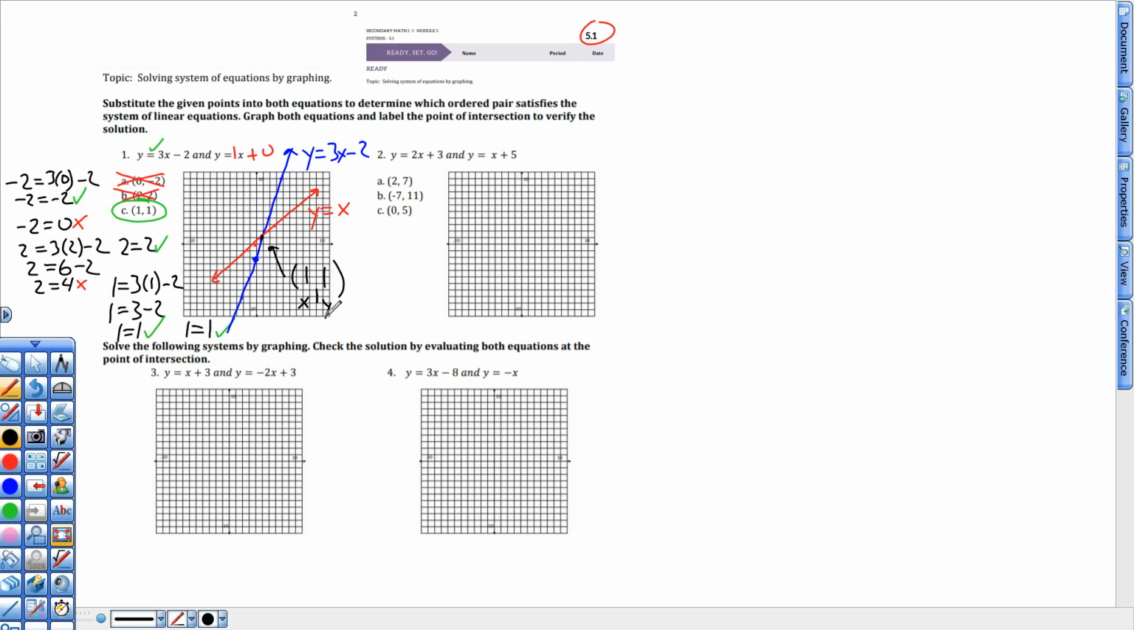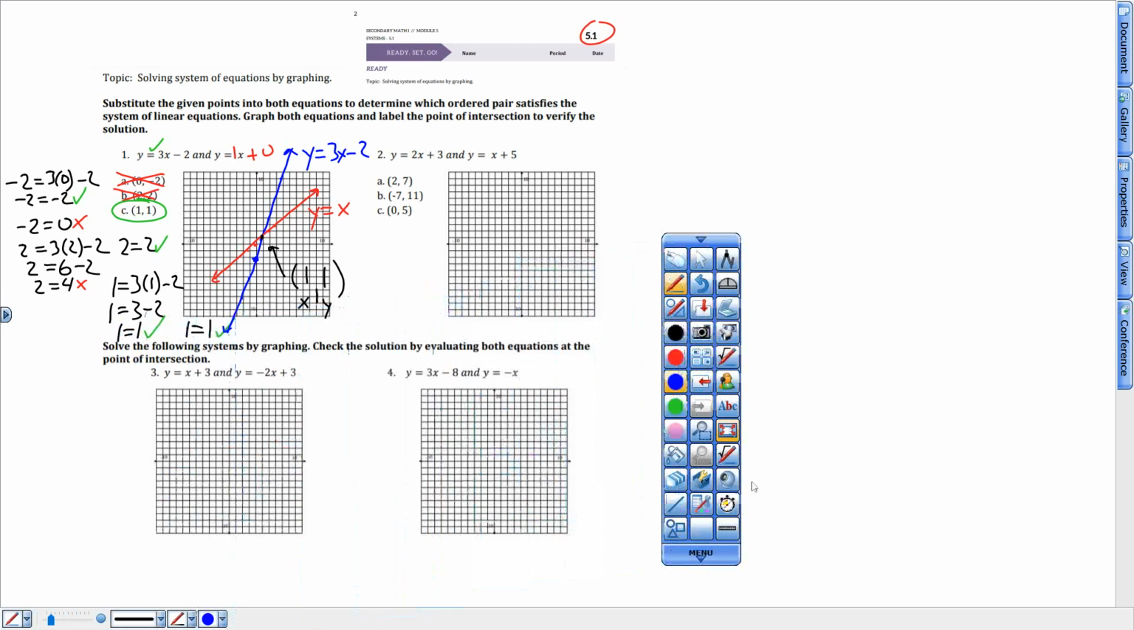So you can see in that problem, I plugged in those coordinates and only one satisfied both. The other two satisfied half, but not the other. And when I graphed them, those two lines clearly intersected at that one point that satisfied both. Okay, I'm going to have you do one more on this page.